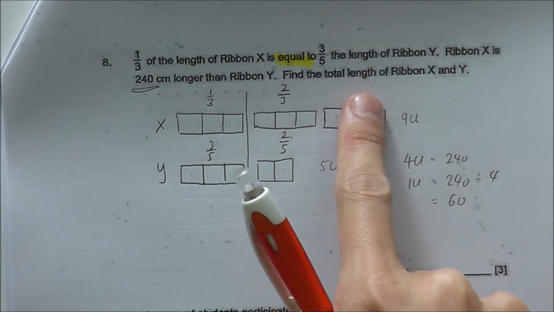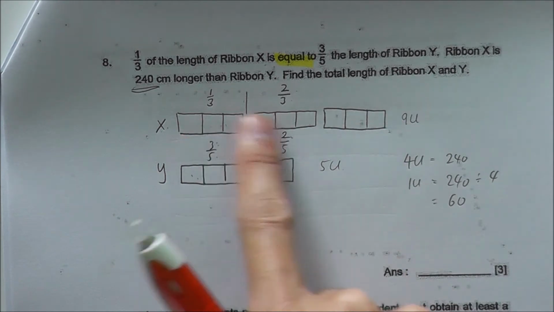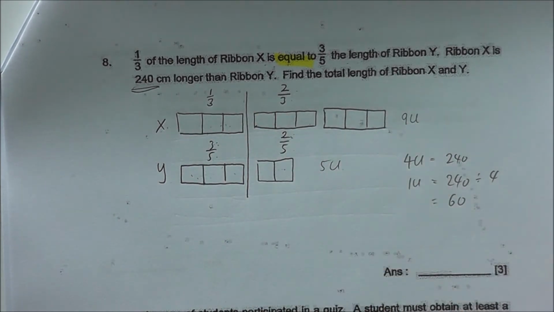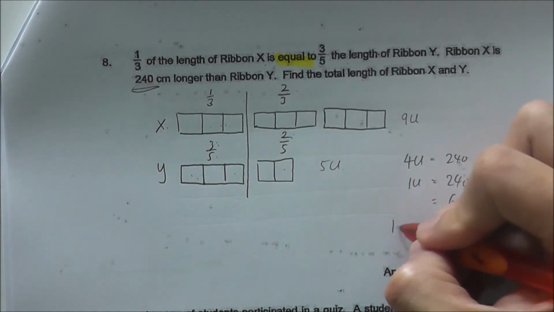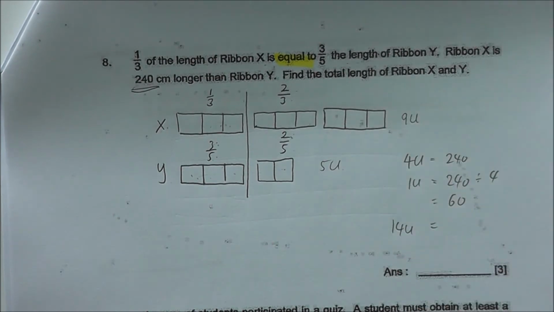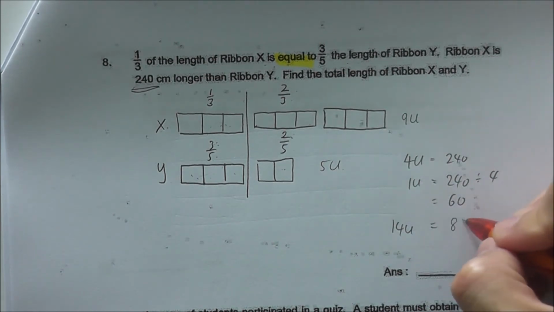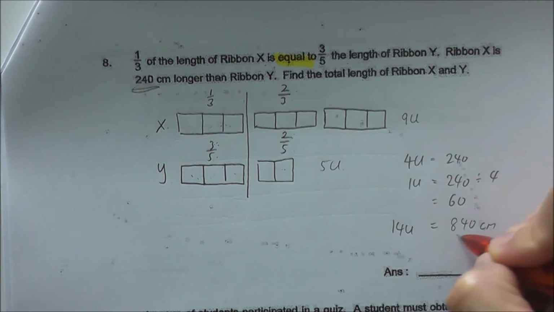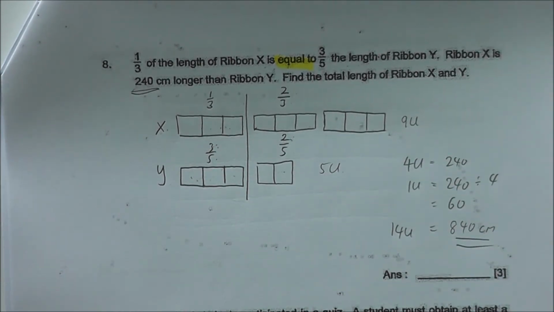So find the total length of ribbon X and Y. X and Y, 9 plus 5 added together will be 14, right? So you find 14 units. So 14 times 60, I have 840 cm. Okay, that's the answer.